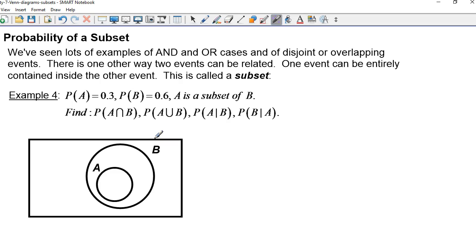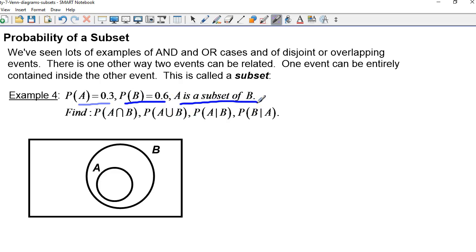That is called a subset. I know each of these events is a subset of the universe, right? But sometimes an event like A could be completely a subset of B. That means everything in A is in B, but there's other things in B besides the A. So let's use this abstract example. Let's say that there's an event A whose probability is 30%, and there's an event B whose probability is 60%, but we're told that A is a subset of B.